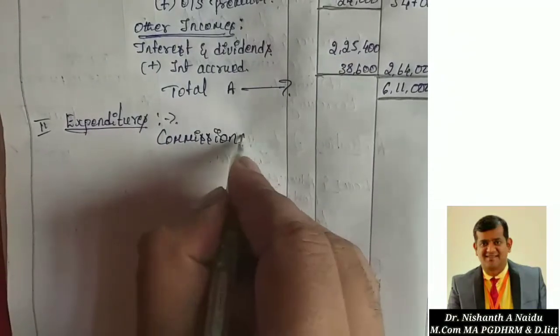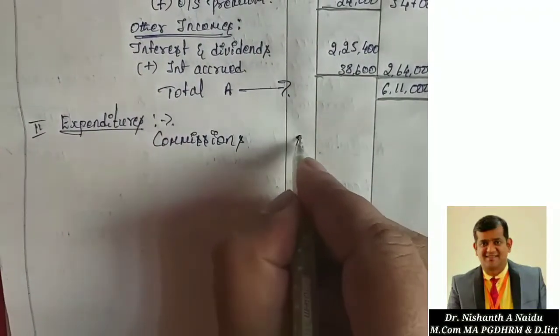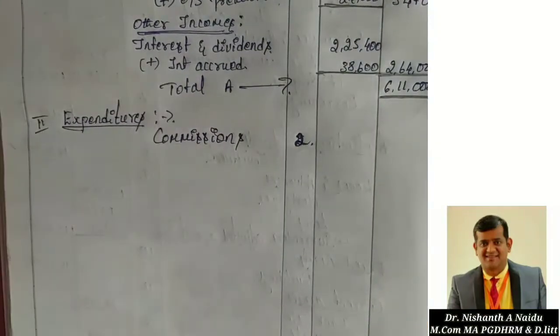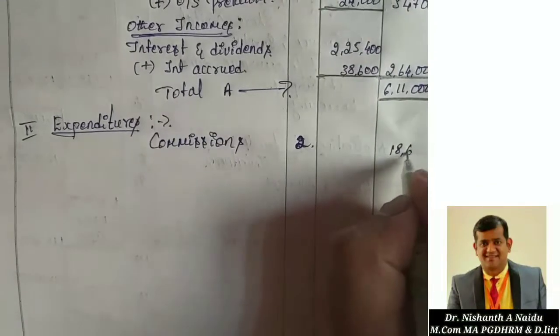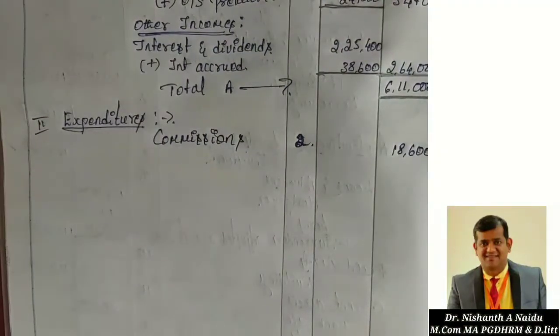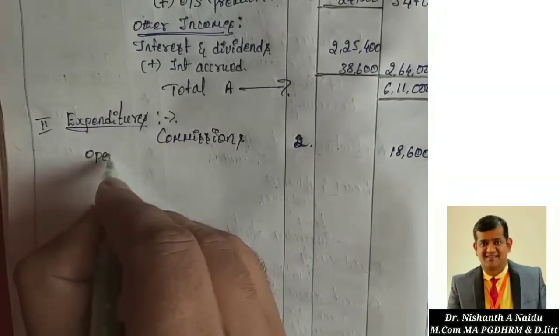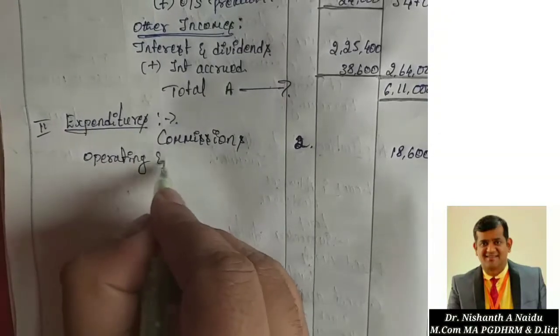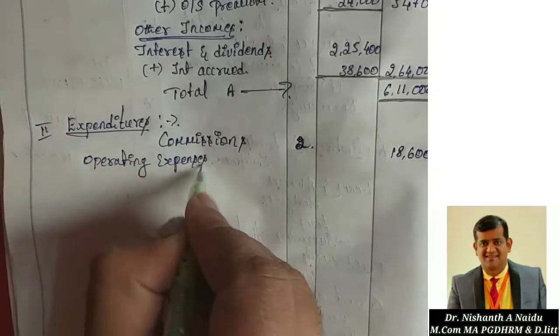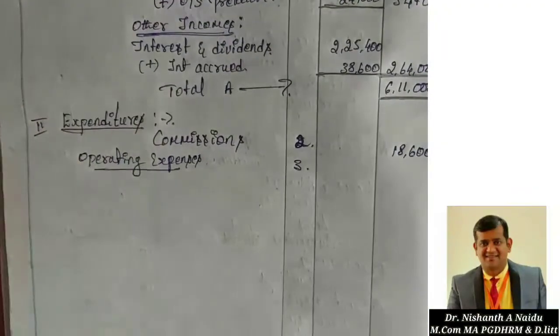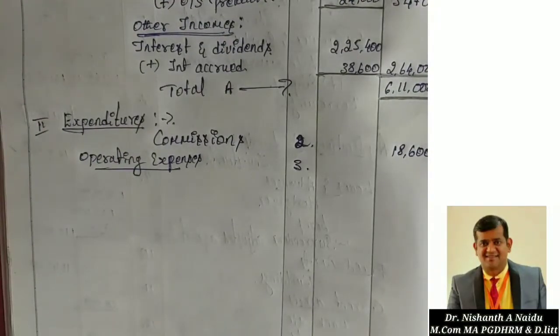Commissions, schedule number 2, correct? So check out, commission paid 18,600 rupees. Since they don't have any other items related to commission, I'm directly writing 18,600 rupees to the outer column. There is no other adjustment he has given. Okay, fine. So next we have operating expenses, which always comes under schedule number 3.